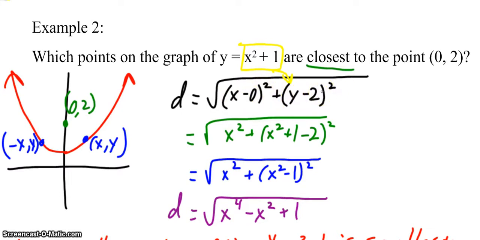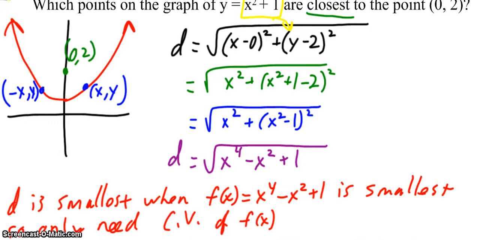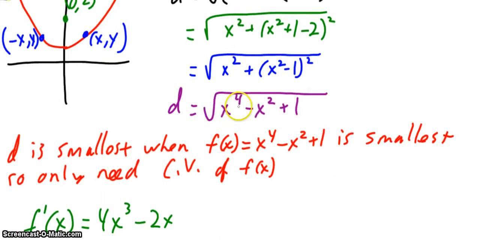Now remember, we need to get this in terms of one variable, so I know y equals x squared plus 1, so I substitute that in for y. So d is the square root of (x minus 0) squared, which is just x squared, and then y became x squared plus 1, and then minus 2 squared. This simplifies to (x squared minus 1) squared. Now I multiply this out, and I end up with d equals the square root of x to the 4th minus 2x squared plus 1.